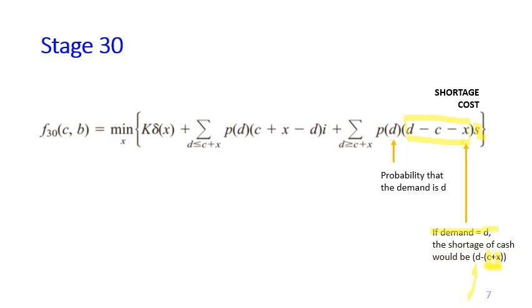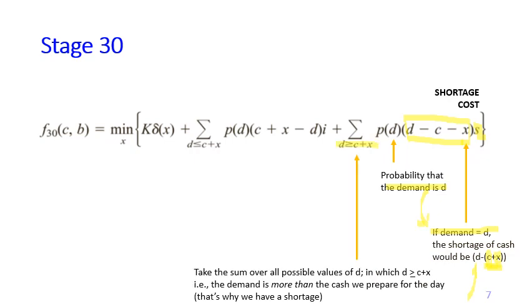Same as before, you need to multiply that with the probability that the demand is actually D. And then we take the sum over all possible values of D in which D is greater than or equal to C plus X, which means the demand is more than the cash that we prepare for the day. And that's why we have a shortage, right? The demand is bigger than you prepare, so there is a shortage of cash. And that's why you experience shortage cost.